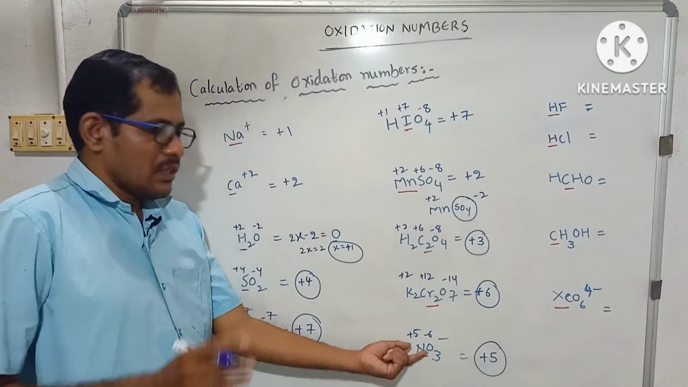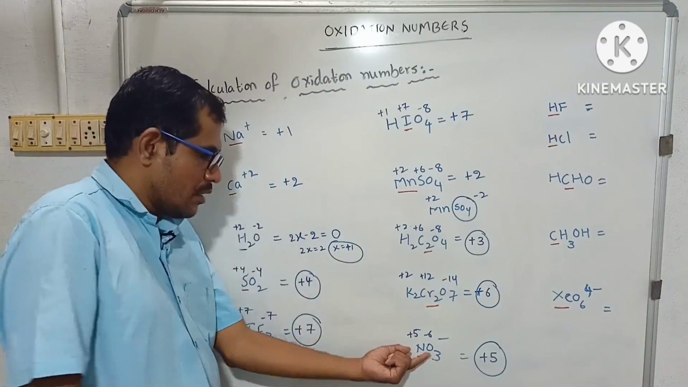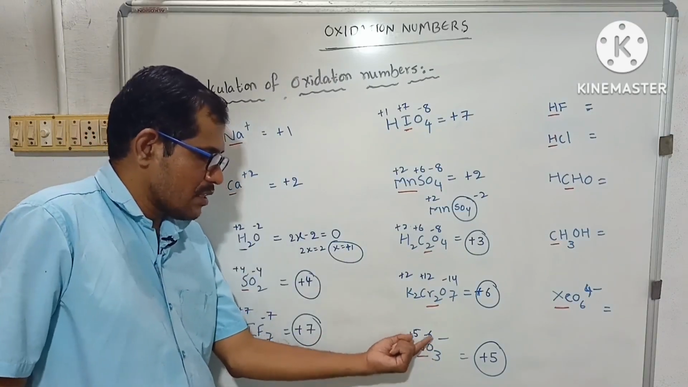I repeat, NO3 minus is there, so the molecule as a whole is equal to minus 1. Each oxygen is minus 2, there are 3 oxygens, minus 6.